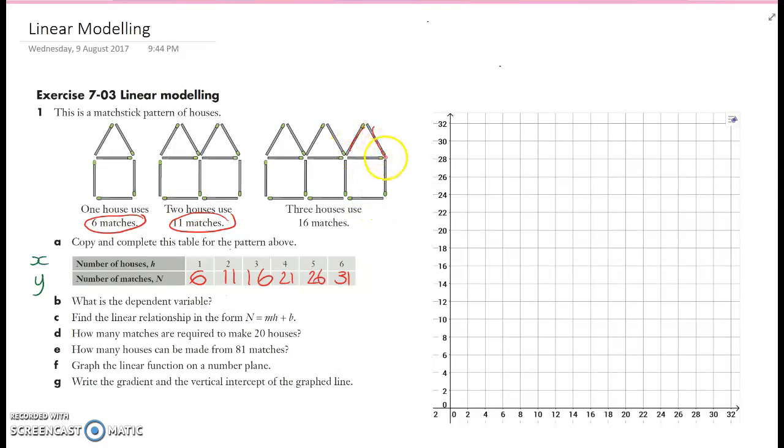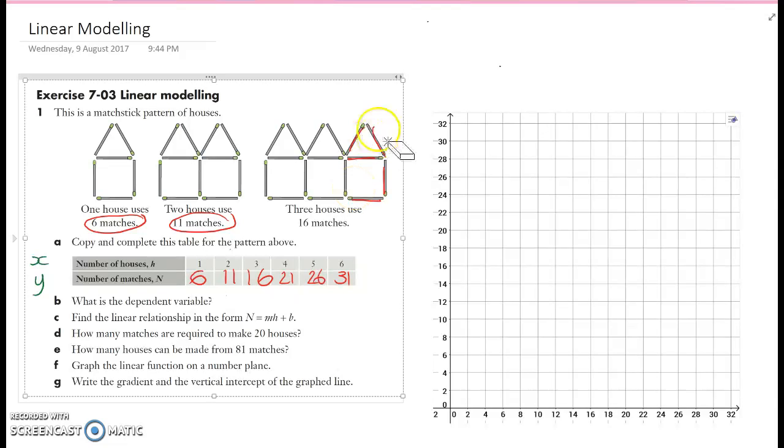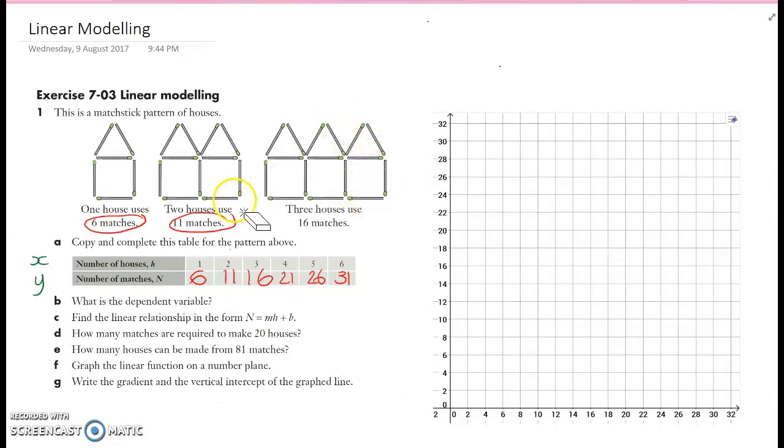See, 1, 2, 3, 4, 5 onto the original 11. So 11 plus 5, that's 16. So there'd be 16 matches needed for that group of 3 houses. So each time you're going to add another 5. So adding 5 generates the table. And there's the table there.